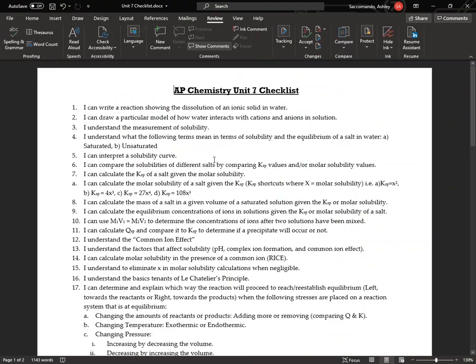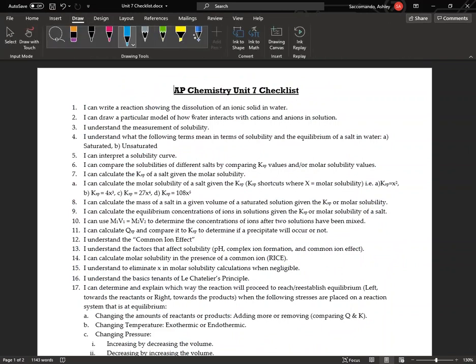The top part of the checklist is mostly about KSP. So we're going to start with KSP. Everybody's getting a KSP problem. Be able to write the dissolution. That's the one where you're doing PbI2 and you dissolve it into Pb2+ aq, and then the plus, sorry, I'm not doing a very good job of doing that.